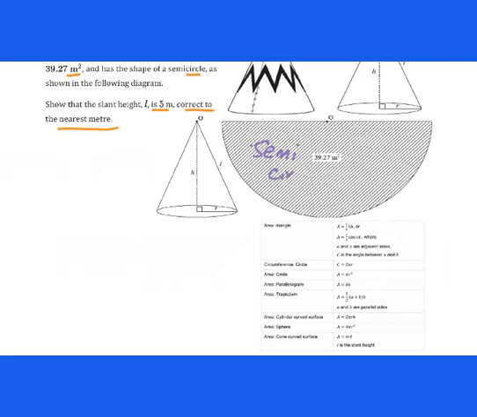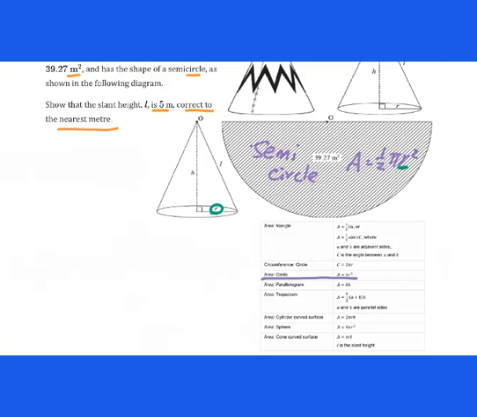semicircle, which means the area equals 1/2 pi r squared. Because for the circle the area is pi r squared, semicircle means 1/2 pi r squared. Remember, this r is not this r, it's different. What's the radius for this semicircle? It will be L. In other words, for this formula, I can write down 1/2 pi L squared.